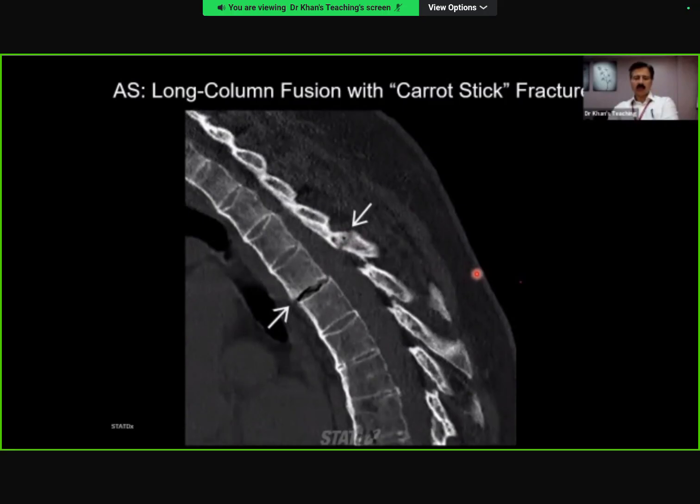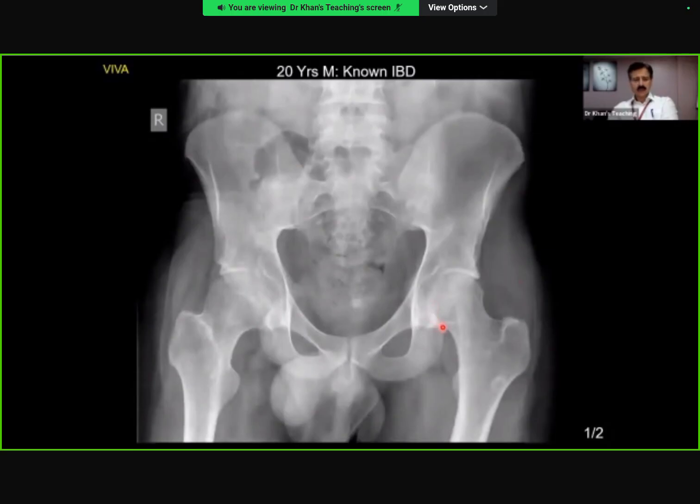So I've seen one case in my clinical practice where it was seen on a CT chest, abdomen, and pelvis, but missed because nobody thought about it. So the patient had some trauma, and we did a CT chest, abdomen, and pelvis, and there was this fracture, but we missed it.